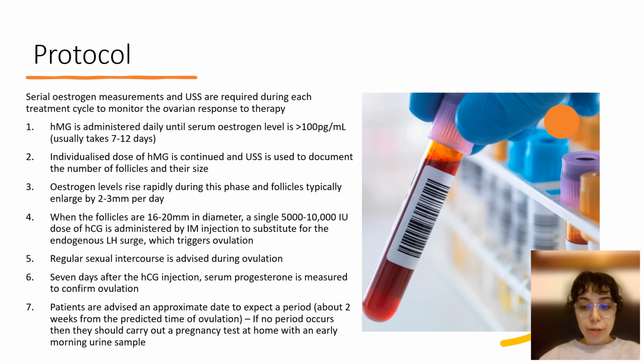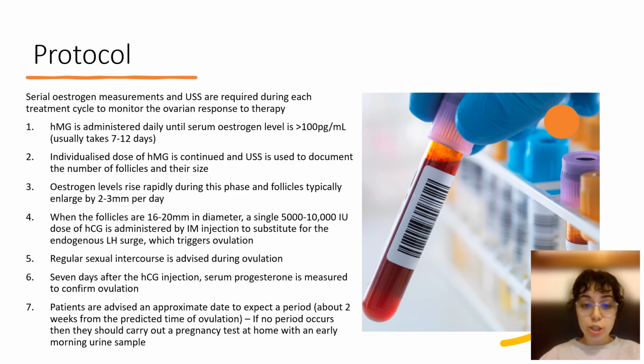Ovulation induction in general follows quite a strict protocol, and the same goes for ovulation induction using HMG. Serial estrogen measurements and ultrasound are required during each treatment cycle to monitor the lady's personal ovarian response to therapy. First of all, the HMG is administered daily until the serum estrogen level is more than 100. This usually takes around 7 to 12 days.